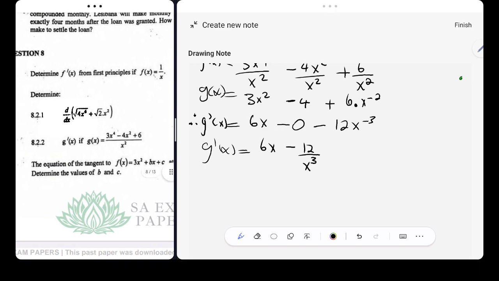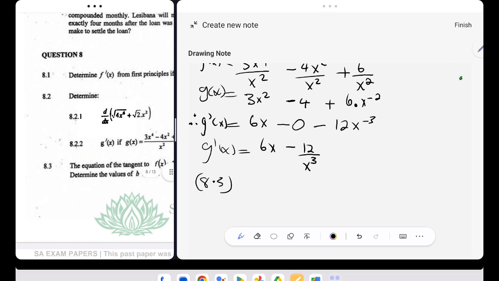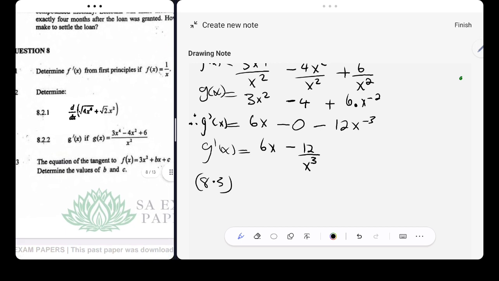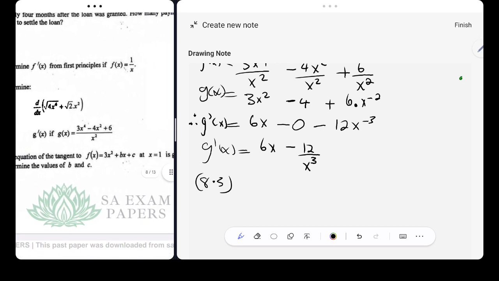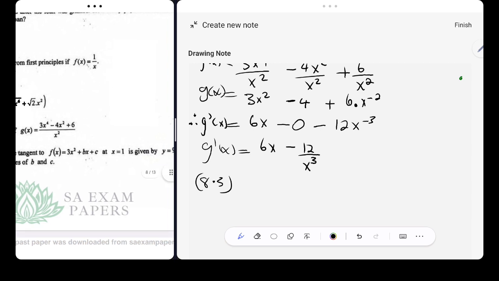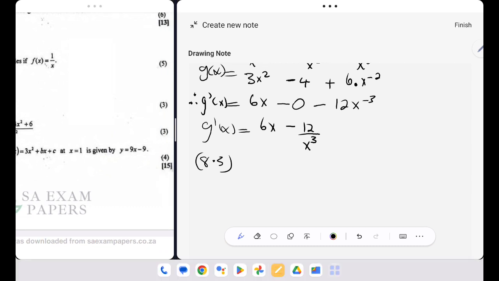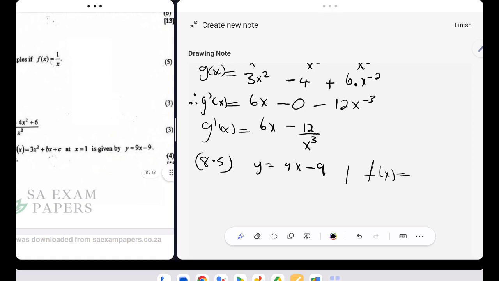And then on the last question, 8.3, I'm told that the equation of a tangent to this curve at x is equal to 1 is given by that. Okay, our equation of a tangent is y is equal to 9x minus 9, and this is a tangent to which curve? To f of x, which is given by 3x squared plus bx plus c.